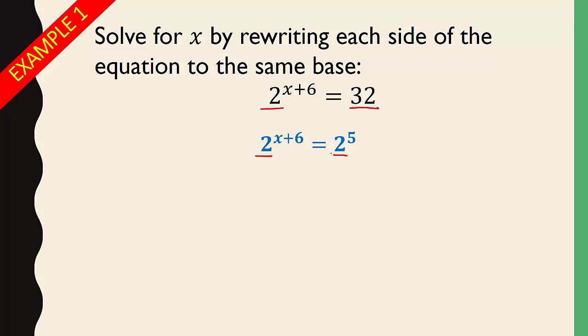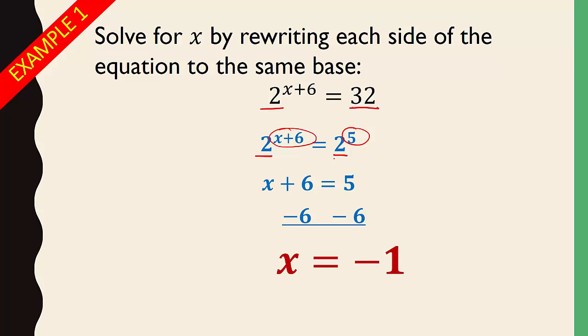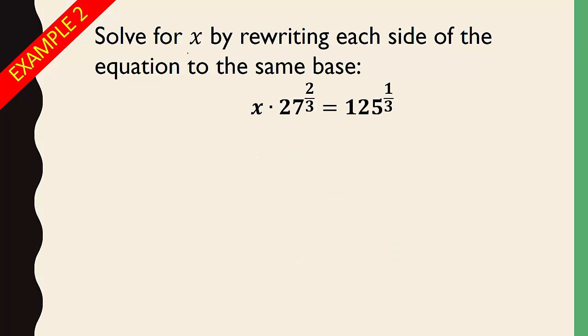Since their bases are the same, we can take these parts and set them equal to one another in order to solve for x. So I'm going to take just the powers and set them equal to one another, and then solve like I normally would. I would subtract 6 from both sides, which gives me an answer of x equals -1. That's all I was asked to do, was solve for x. So I'm done.